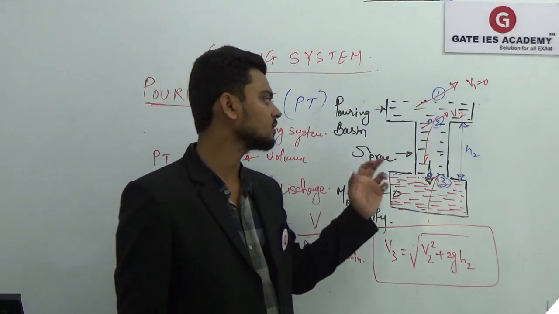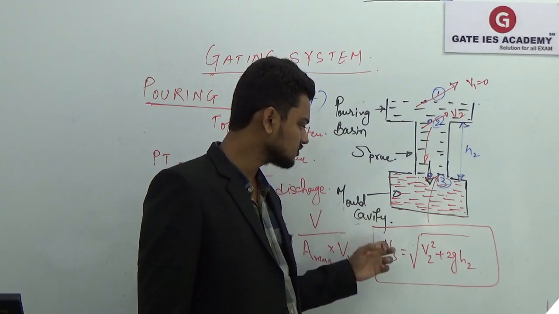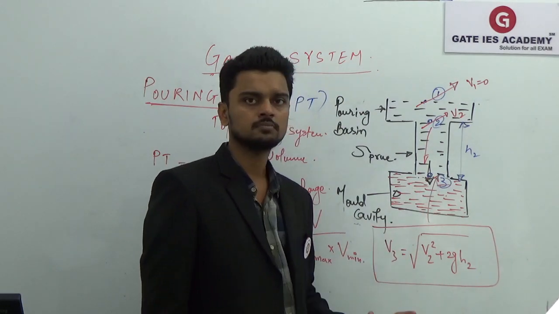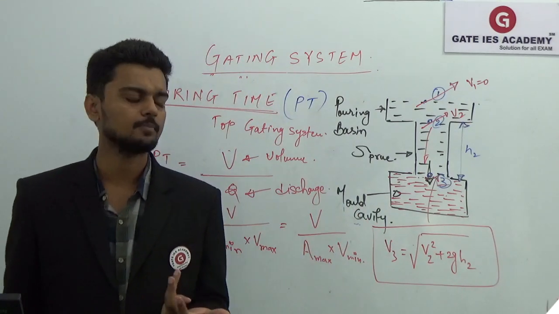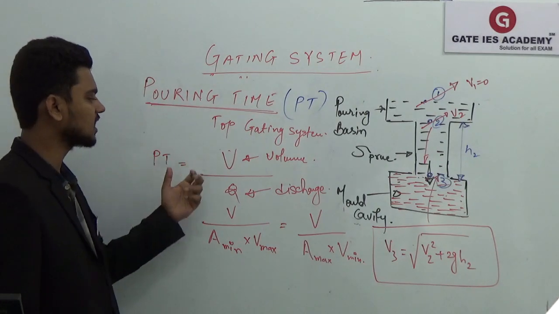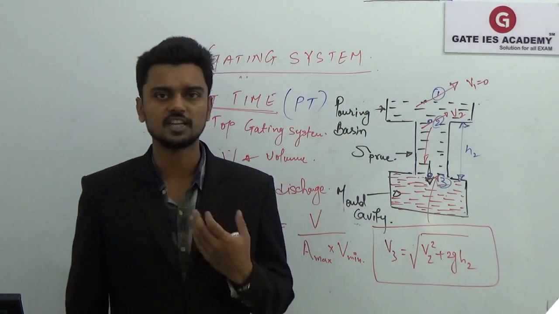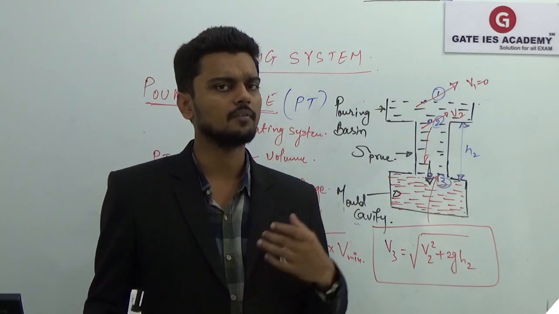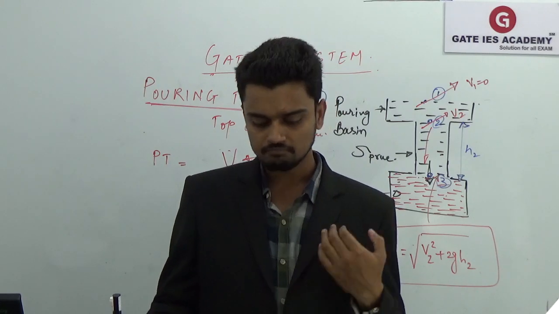So once we know that cross-sectional area at 3, and once you know that velocity, and if you know the volume of the casting that we have to make, we can easily find out the pouring time. So pouring time is nothing but the volume of the casting upon discharge. Okay, so if discharge is given, directly put the value, that is volume upon discharge, you will get the pouring time.